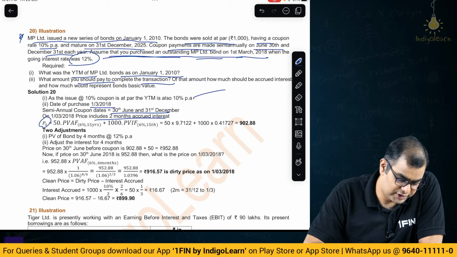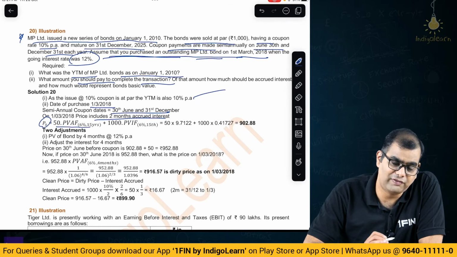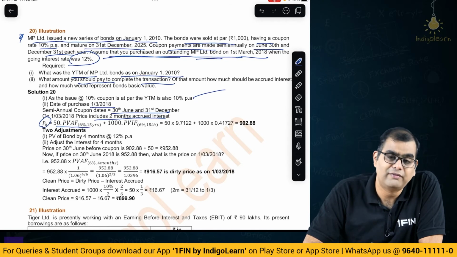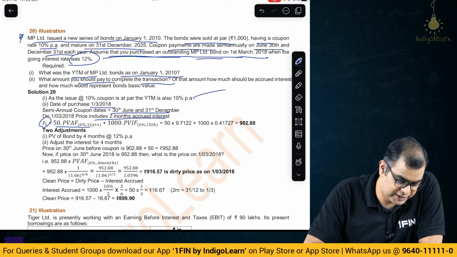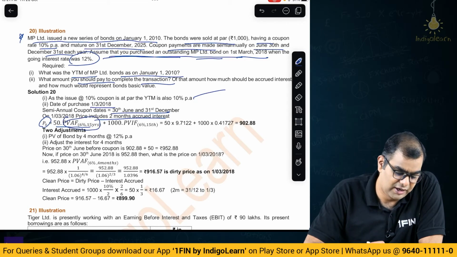So, P0 is the present value. If you remember, I told you the formula for how this has to be computed. First, the present value of the coupons, which is the half yearly coupon: 10% on 1000 is 100, half of that is 50. So, 50 times the present value annuity factor for 15 years.